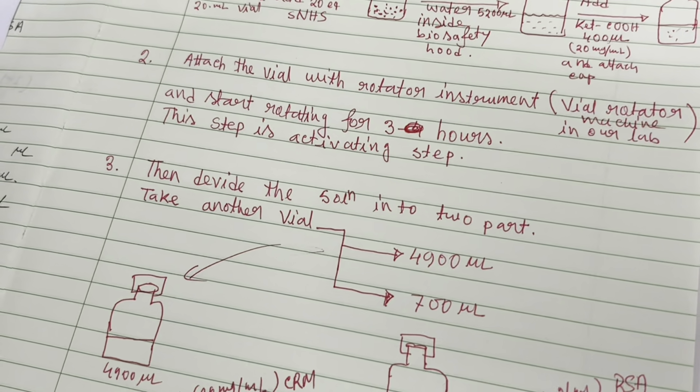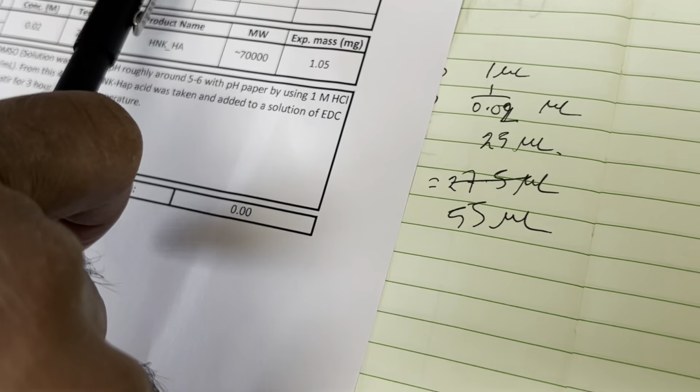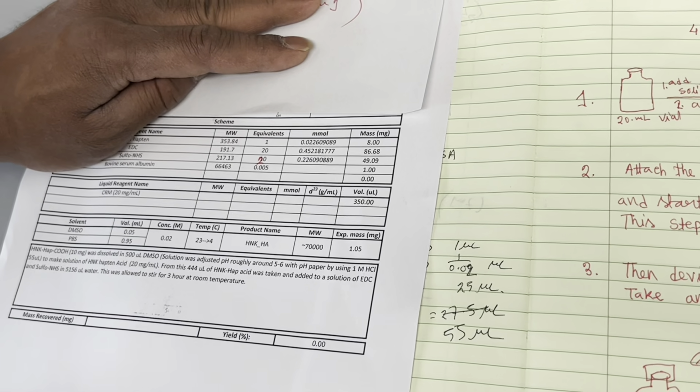Can I see your directions again? Wasn't there something that said 20 equivalents other than the EDC? Oh yeah, both will be 20 equivalent. Yes, it will also be 20 equivalent. Then do we have to recalculate that? Yeah, we'll double it. Okay, sounds good.